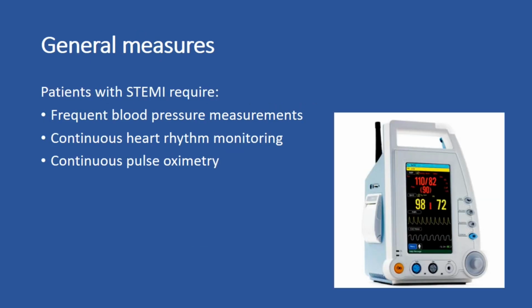What are the general measures you have to take when you have an ST elevation MI patient? As you know, we should monitor the blood pressure, heart rhythm, and the oxygen level continuously, because this patient can go into cardiogenic shock at any point, or develop new onset arrhythmia.